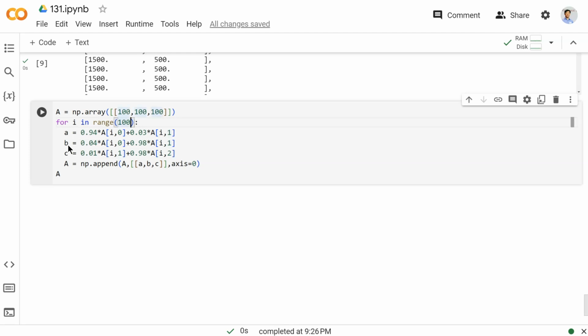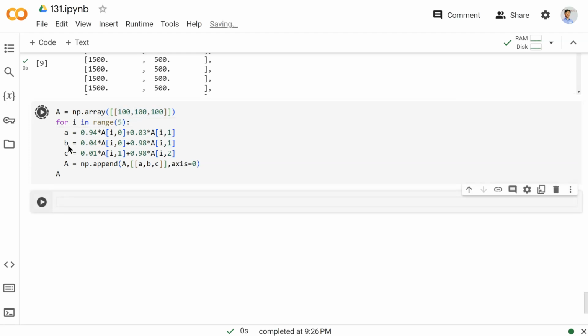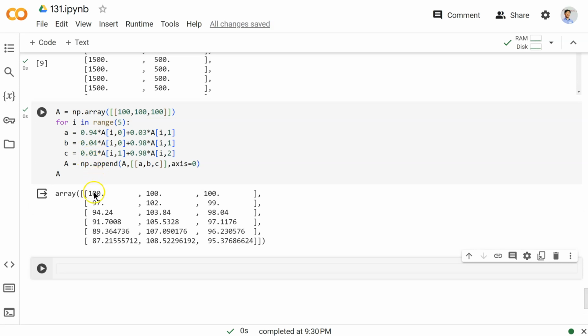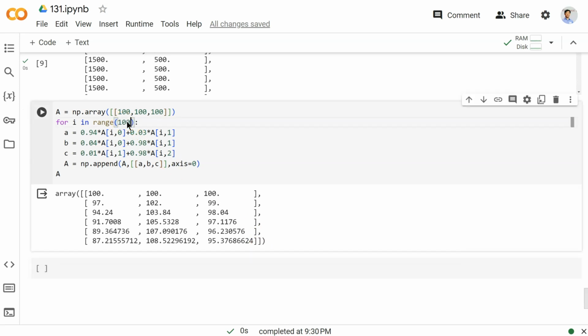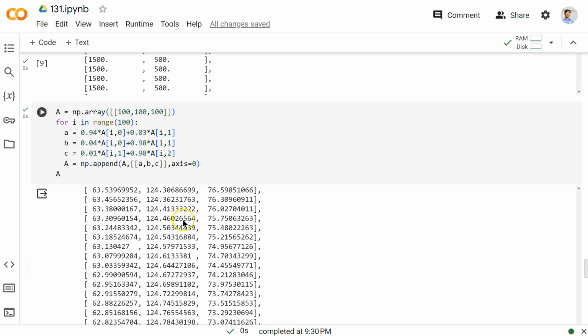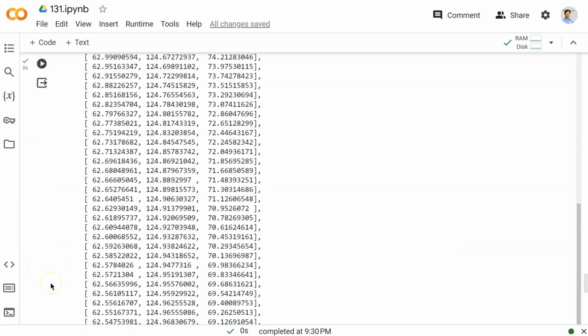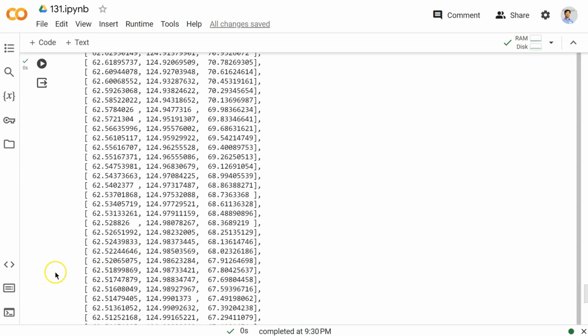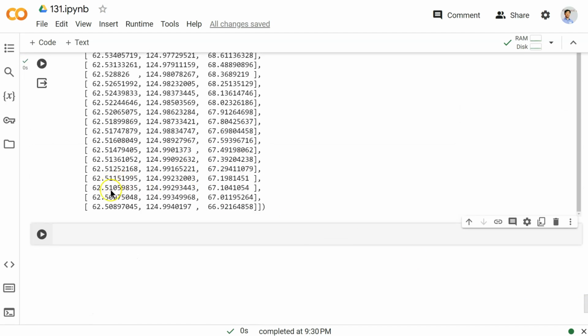So let me actually just do 5 years first. Okay, let's see what happened. So I start off with 100 people in each group, and then I'm going to get 97, 102, and 99, which is the number we have from earlier. And this is what happened in 5 years. So let me actually run this to 100 and let's see what I get. So after 100 years, this is the number of population that there is going to be about, let's see, 62 children, 124 adults, and about 66 or almost 67 senior.